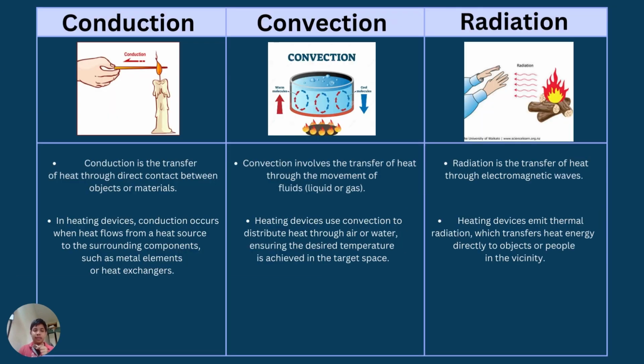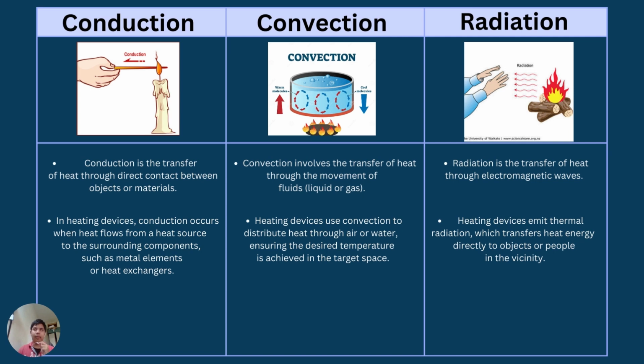First is conduction. Conduction is the transfer of heat through direct contact between objects or materials. So when a hotter material touches a colder material, that's conduction, when the heat is transferred from the hot material to the cold material. Convection is the transfer of heat through the movement of fluids.